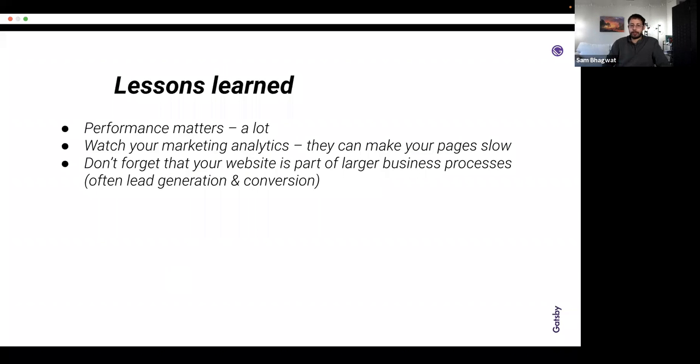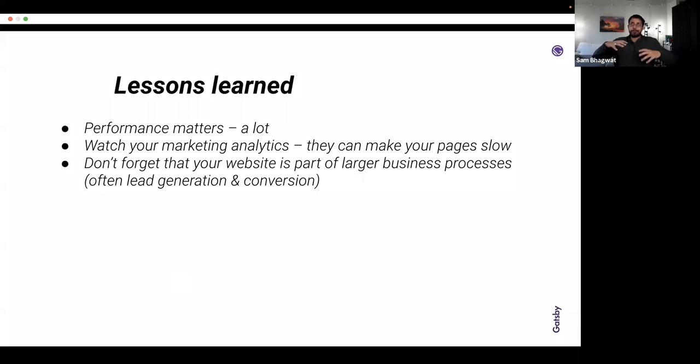So some lessons that came out of here, right? First off, performance matters a lot. Performance is really key in driving conversions, and that's why a lot of folks choose to use Gatsby for the performance impact. Again, watch the marketing analytics, just pay attention to how much they might be slowing down your performance.